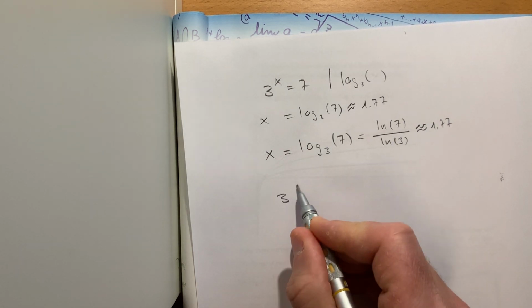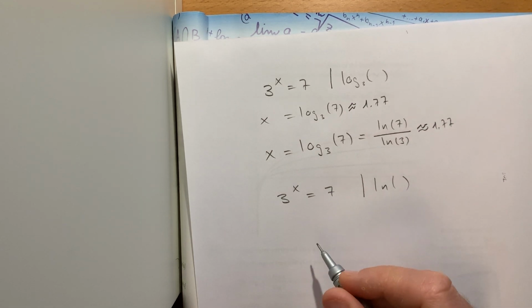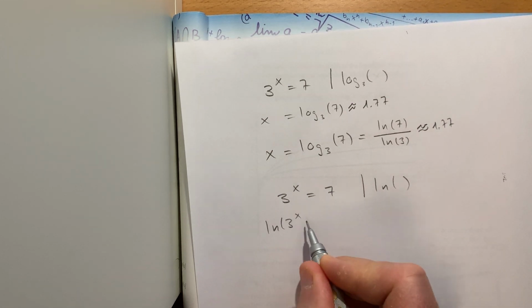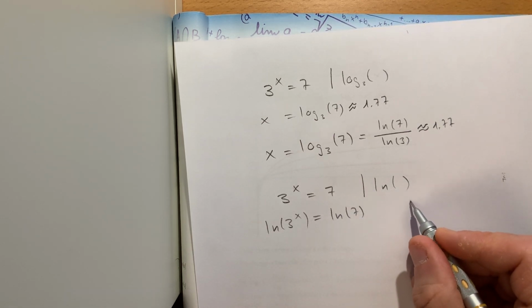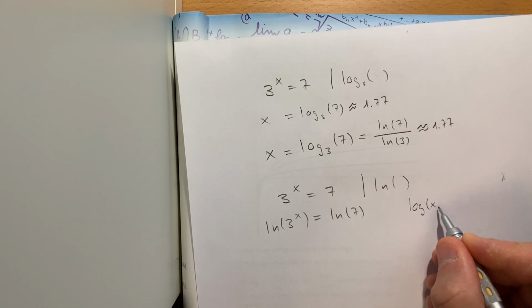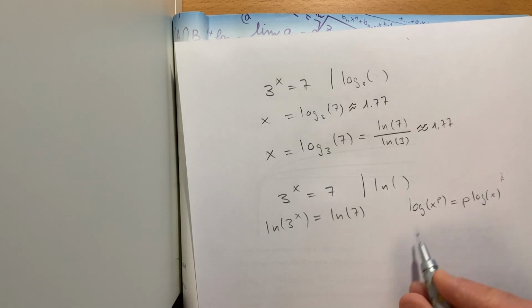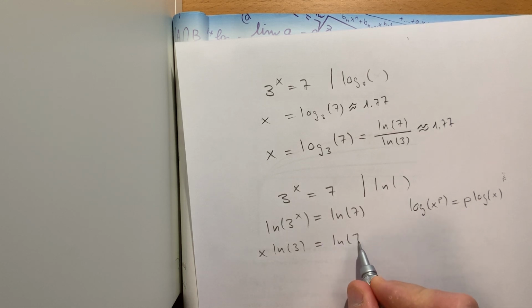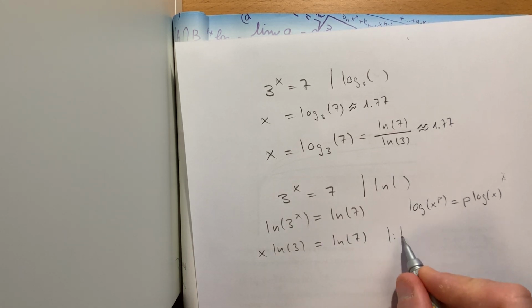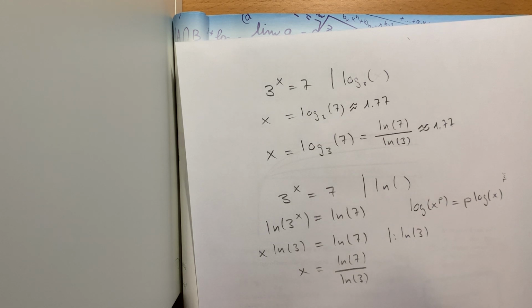Once you're here, you can use the change of base rule, but you can do it more naturally. You could say, well, 3 to the x is equal to 7. Just apply the ln on both sides, and then you get ln of 3 to the x is equal to ln 7. Now you use the rule log of x to the p is p times log of x. So you take out the x, x ln 3 is ln 7. Now you divide by ln 3 and you get x is ln 7 over ln 3, which is again the same thing.